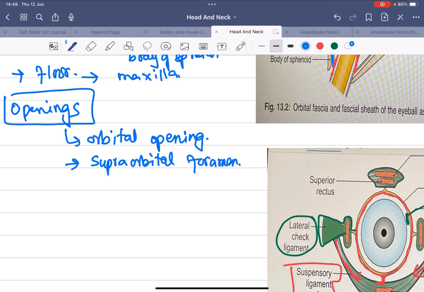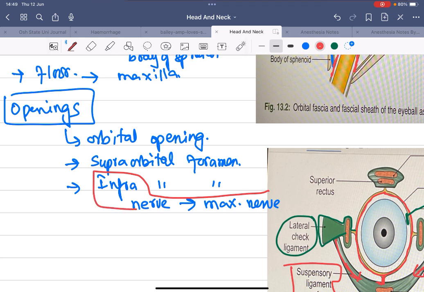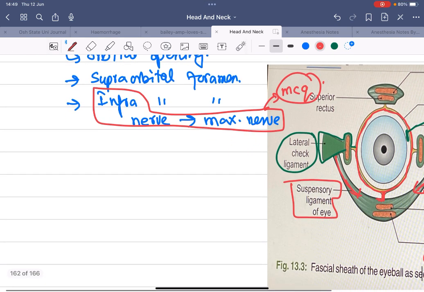So there is no difficulty in this. Then you have the infraorbital foramen. Name is infraorbital foramen, so infraorbital nerve and blood vessels are passing. Infraorbital nerve, it is a continuation of your maxillary nerve. Please remember, this is your MCQ. Infraorbital nerve, it is a continuation of your maxillary nerve. This is your MCQ. Then you have nasolacrimal canal on the medial wall.